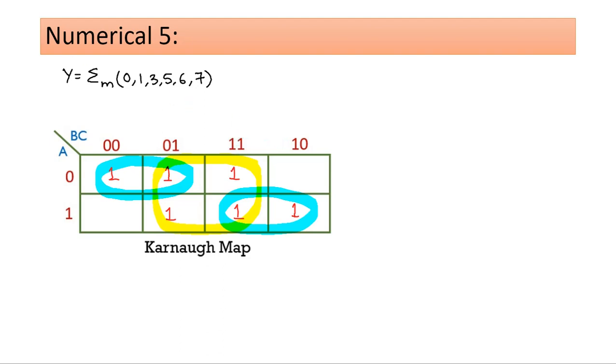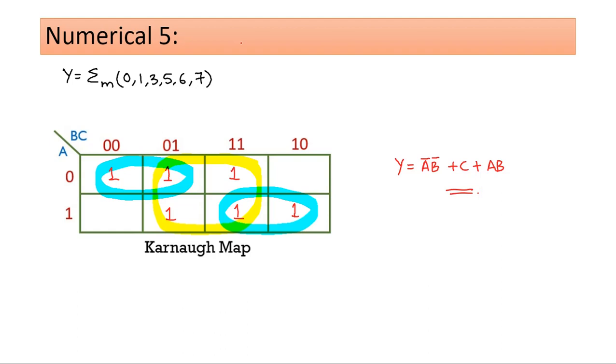So the final expression for the output can be written as y is equal to A bar into B bar plus, for this particular term you have C that is common, so C plus, for this particular term you have A and here you have B. So this is the final expression for this particular numerical.